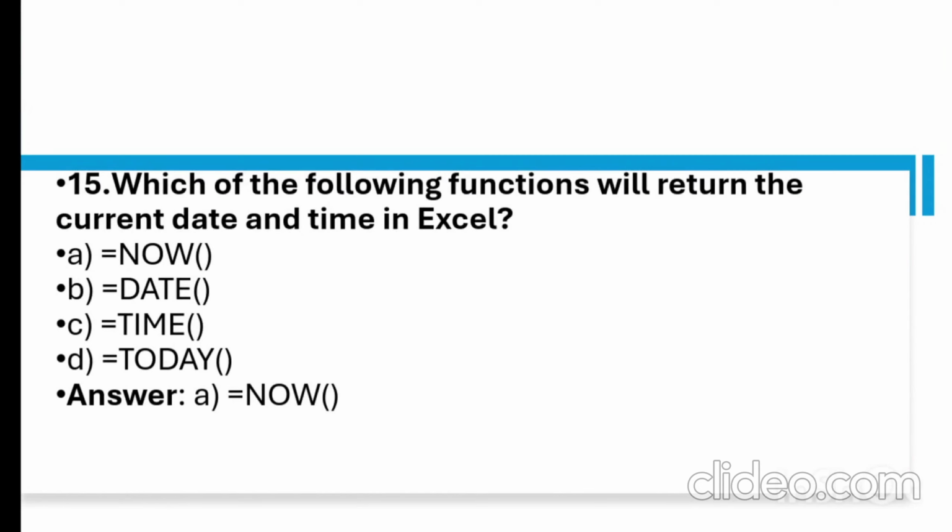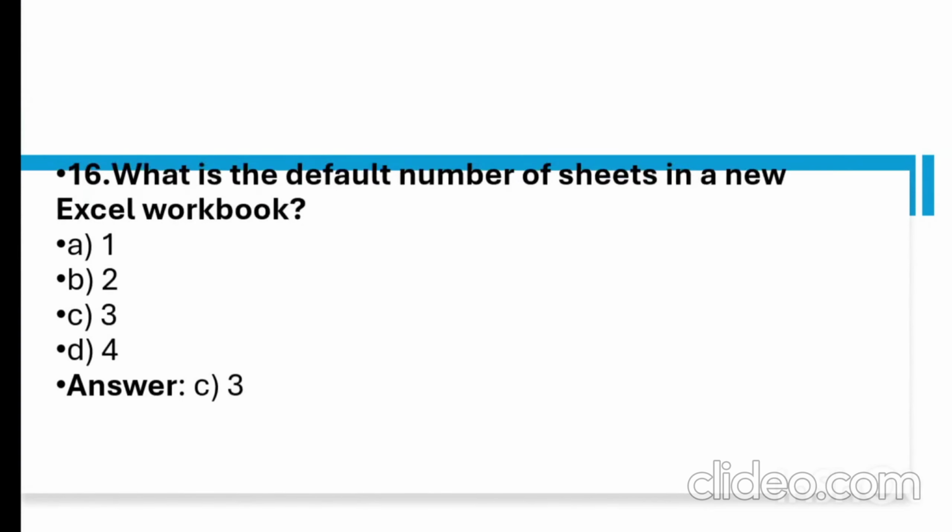Question number 15. Which of the following functions will return the current date and time in Excel? Options are A. =NOW, B. =DATE, C. =TIME, or D. =TODAY. So the correct answer is option A. =NOW.